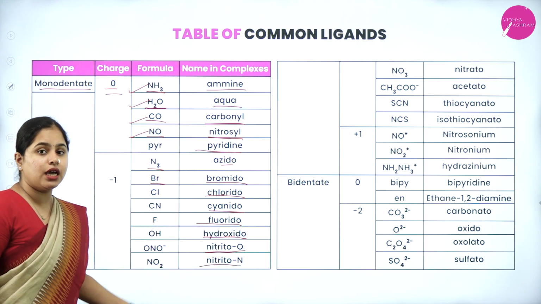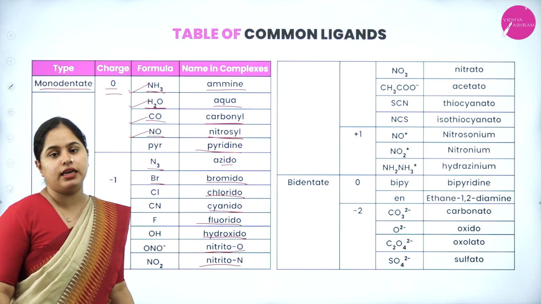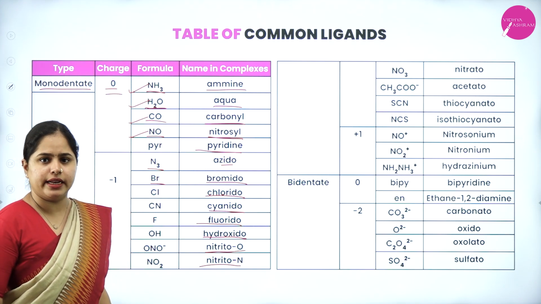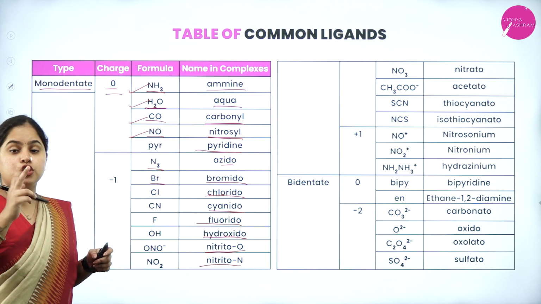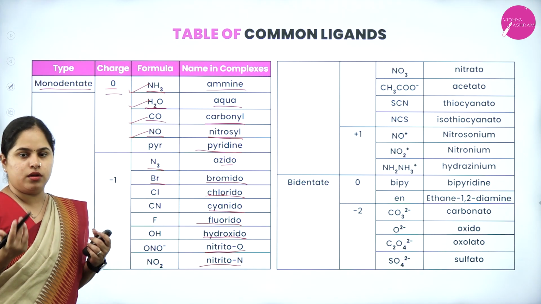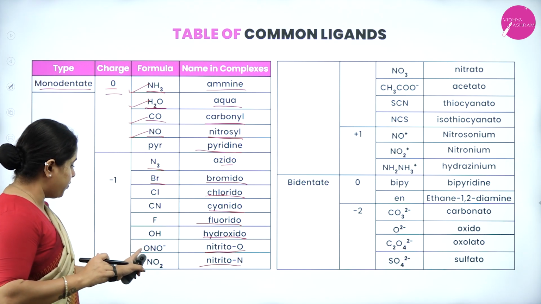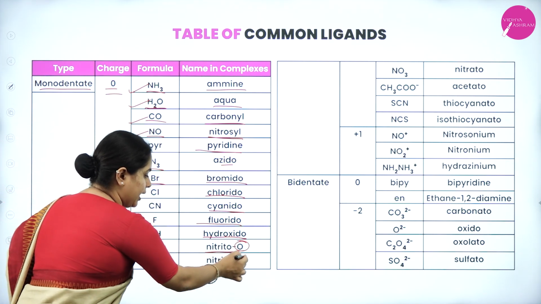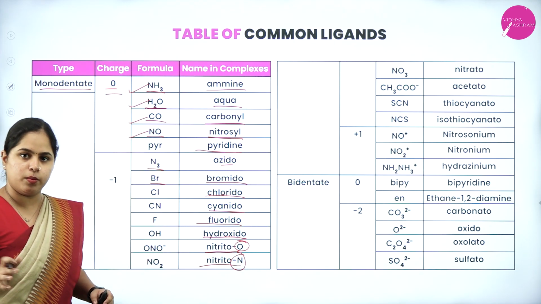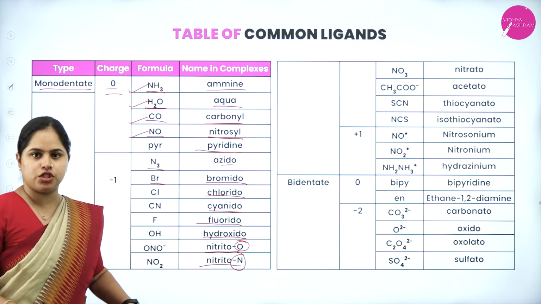Now what is the difference here? As we have already discussed, this is an ambidentate ligand. NO2 minus, SCN minus, all these are ambidentate ligands. Using 2 donor atoms, it can form a bond with the central metal atom. So if it is forming a bond with the oxygen atom, it is called nitrito O. So this O and N stands for which atom it is forming the bond with. So it is very important to mention this also.